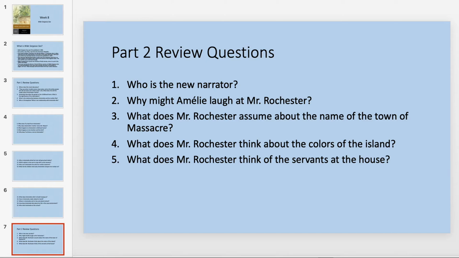Going to question 4, what does Mr. Rochester think about the colors of the island? I want you to try and answer that one yourself. How do you view him viewing the island? What is his impression of it? And then going on to 5, what does Mr. Rochester think of the servants at the house?